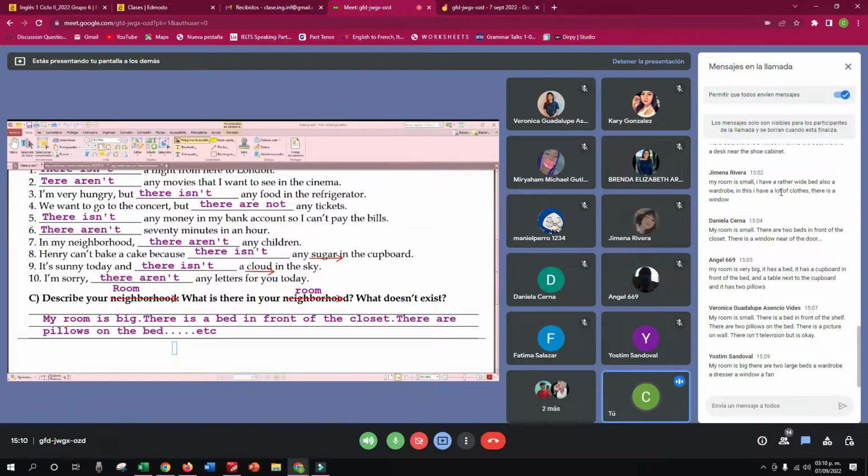Daniela, it says, my room is small. There are 2 beds in front of the closet. There is a window near of the door. Okay, perfect. Excellent, Danny. That's great. Then, Angel, my room is very big. It has a bed. It has a cupboard in front of the bed. A cupboard? And a table next to the cupboard. And it has 2 pillows.